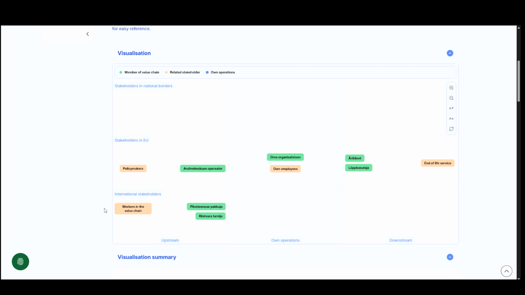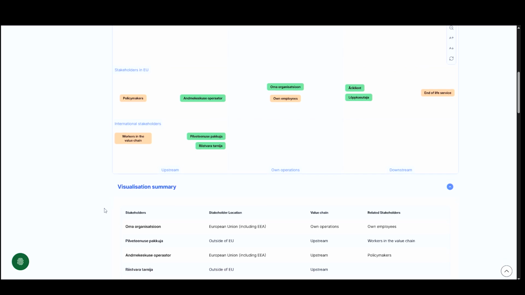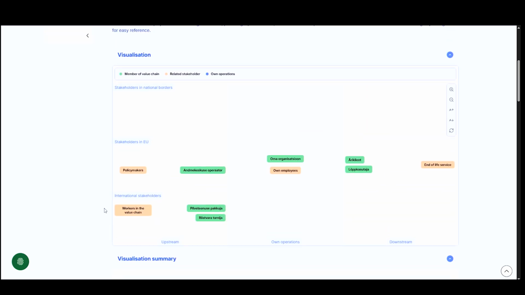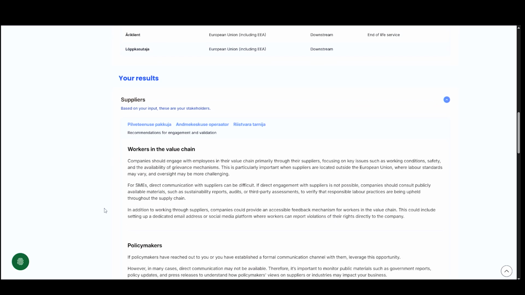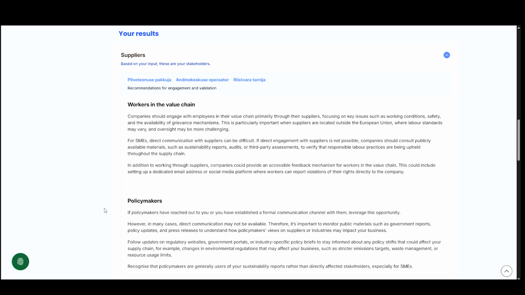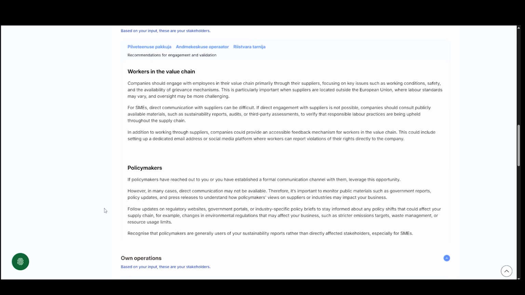And this tool always gives you a visualization and the results in a table, and this also expands on who these stakeholders are and what topics maybe you should be thinking about when you think about these. So workers in the value chain, what is meant by that? If you have partners, what are the conditions of their workers as well? In some sectors that might be a very important topic if you have a lot of subcontractors. So it gives you some more information about these stakeholders based on your results.